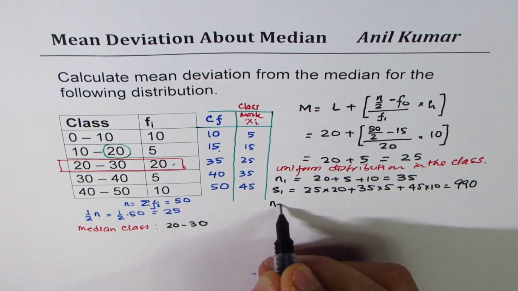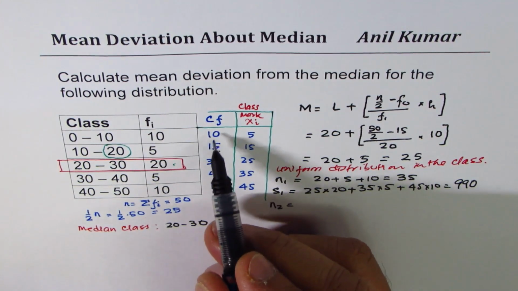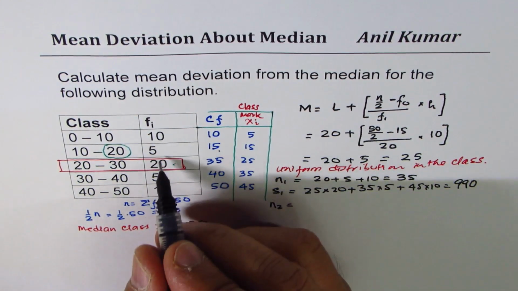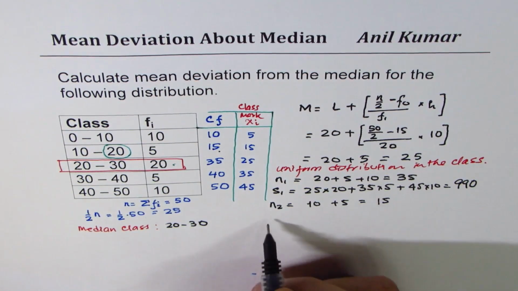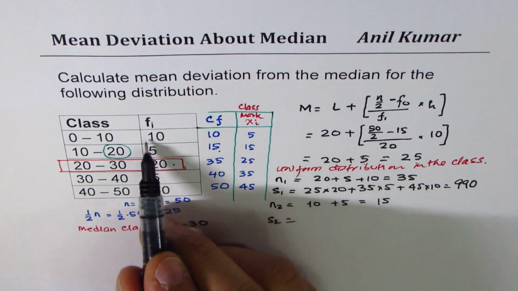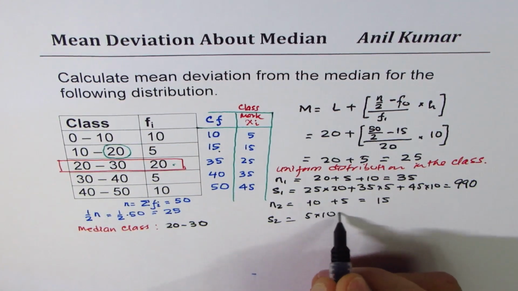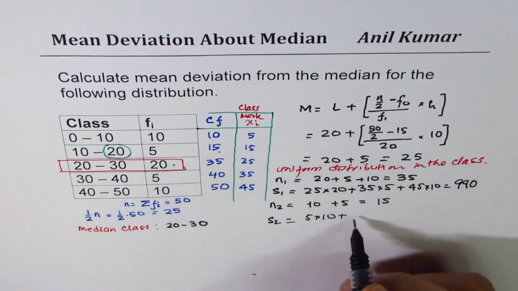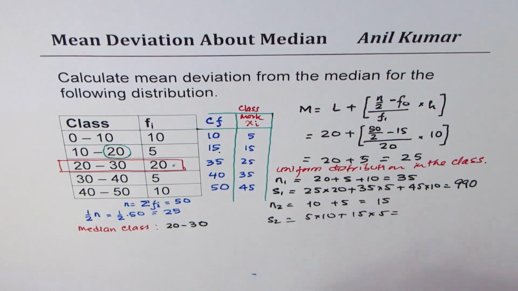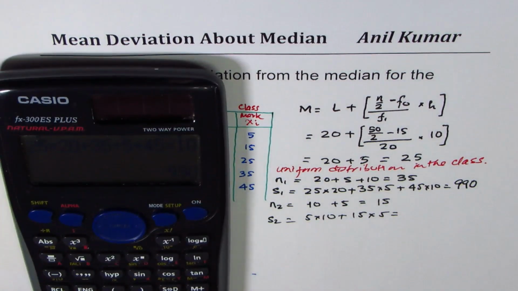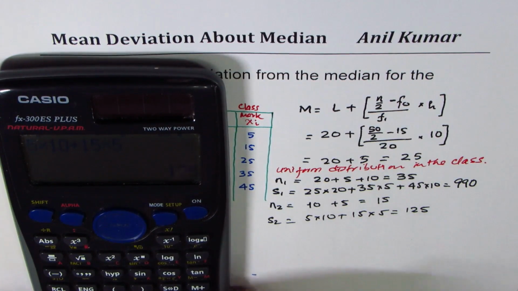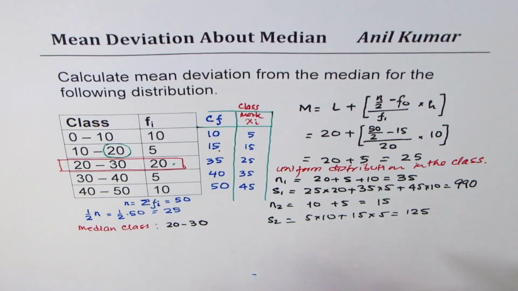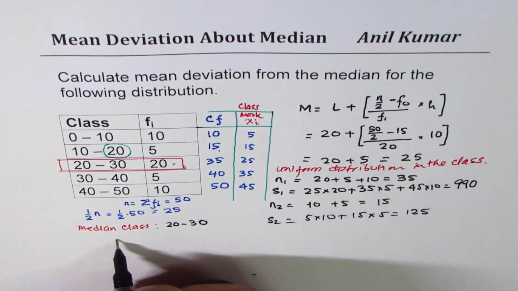So let's find what is N2. N2 are the lower values, which is 10 and 5 in this particular case. 10 plus 5, which is 15. And S2 will be 5 times 10 plus 15 times 5. So let's find this out. 5 times 10 plus 15 times 5 equals 125. Okay. So we have all the values, and now we can find mean deviation.